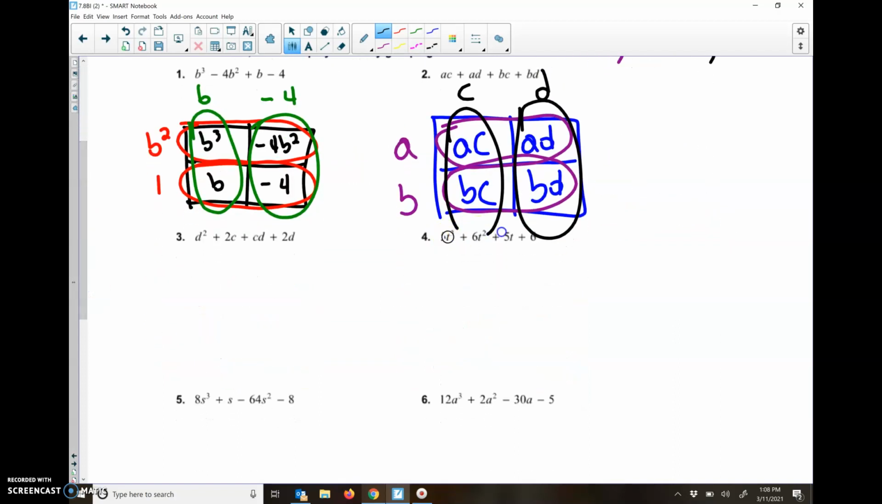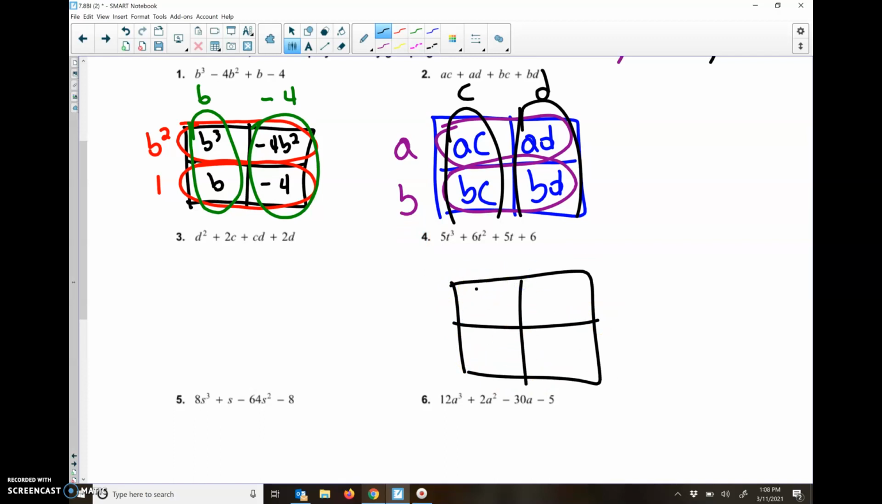Okay, let's look at one that has a little bit more numbers, like number 4 here. So again, I'm going to put these in the parentheses here. So this one has 5t to the third. This one has 6t squared. This one has 5t. This one has 6. Okay, so greatest common factor between 5t to the third and 6t squared. Well, 5 can go into 5, but 5 can't go into 6. You could have 2 go into 6 and 3 go into 6, but those numbers don't go into 5. So my greatest common factor between 5t to the third and 6t squared is just going to be t squared.